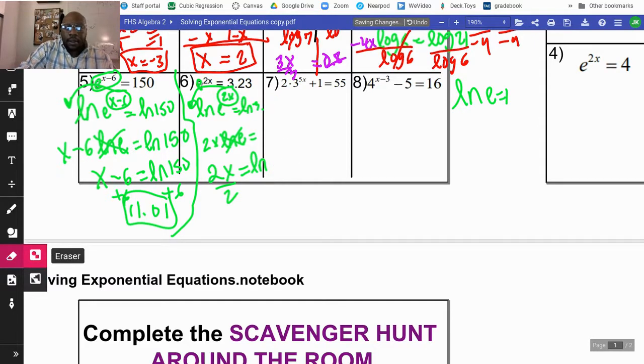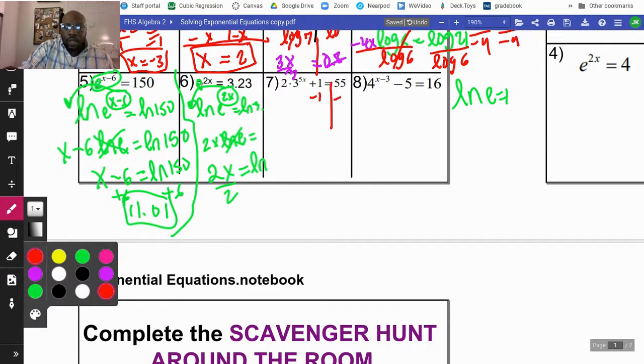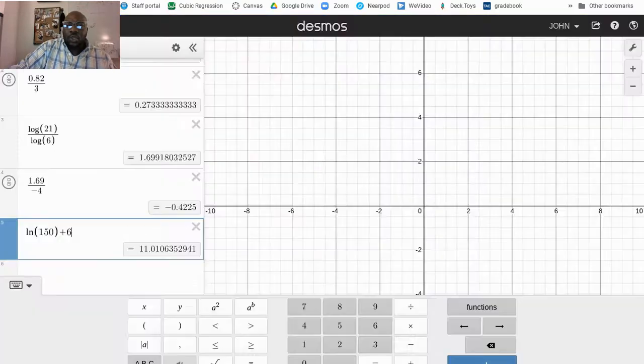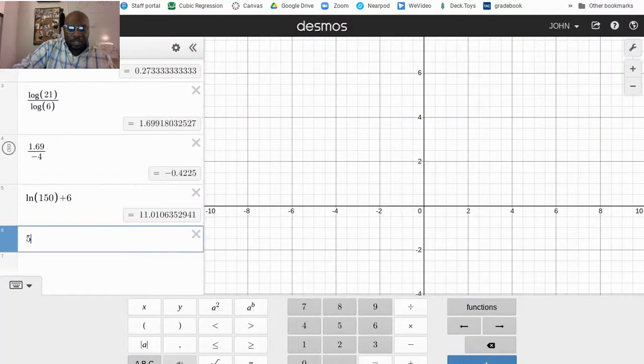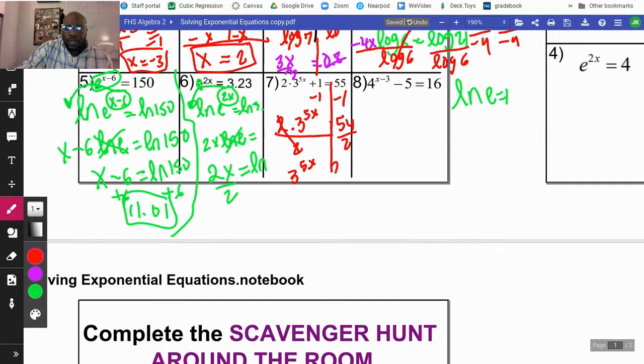On this side over here, what I would do is I will subtract 1 here, subtract 1 here. I have 54 right here, so I have 2.35^x equals 54. My next move will be to divide by 2 to get rid of this 2. I have 35^x divided by 2. What is 54 divided by 2? Good question. I should know this. Come on, Mr. K. Isn't that 27? 27. And then this goes back to the basic stuff.